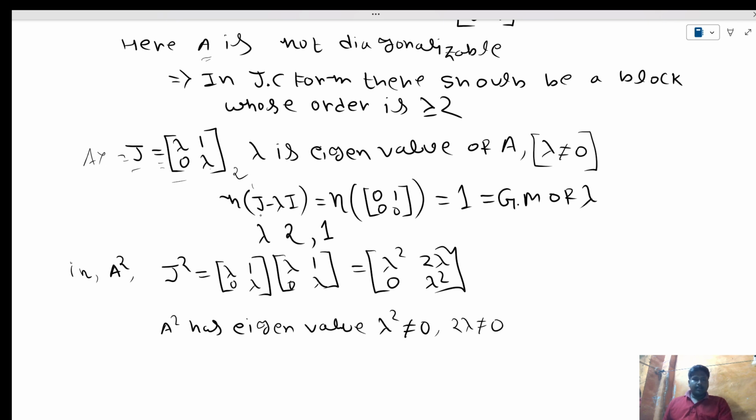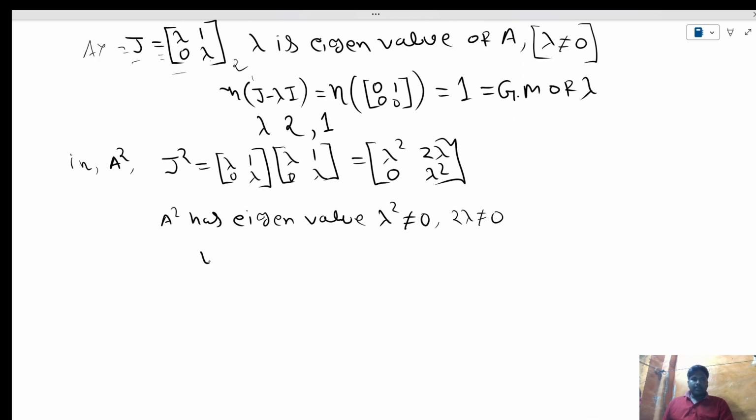And lambda square has algebraic multiplicity 2 and geometric multiplicity, similarly as above, 1. So this implies A square is also not diagonalizable.